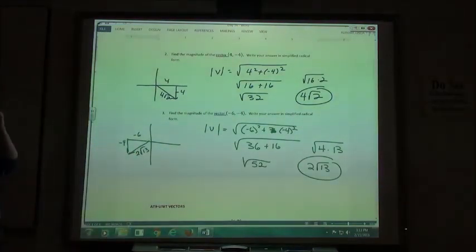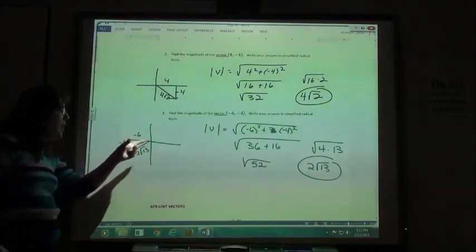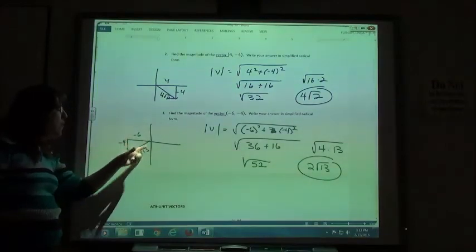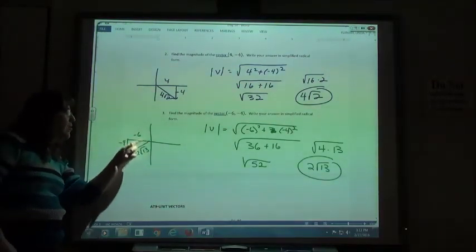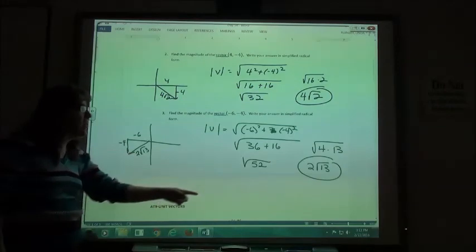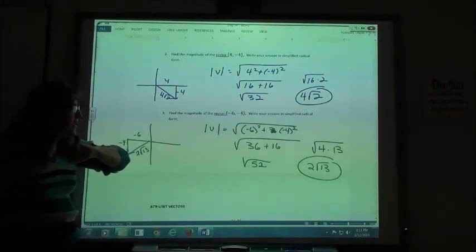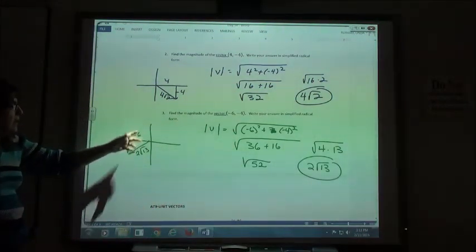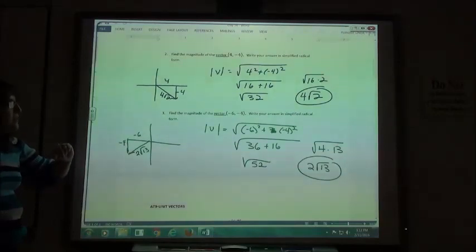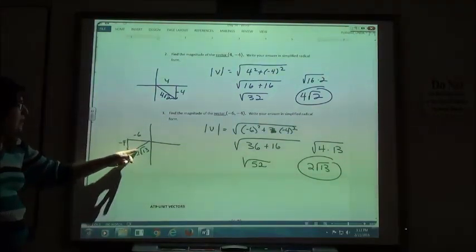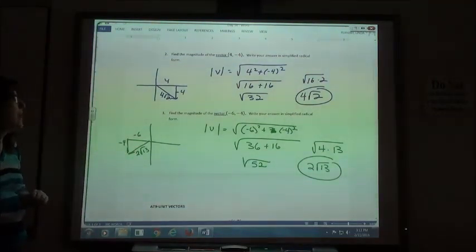So a vector is a quantity that has both a size and a direction. Here we're doing the direction, negative 6, negative 4. To find the size of it, we're actually just using the Pythagorean theorem. So the square root of a squared plus b squared, and simplifying, we can find the size of our vector or the magnitude of our vector.